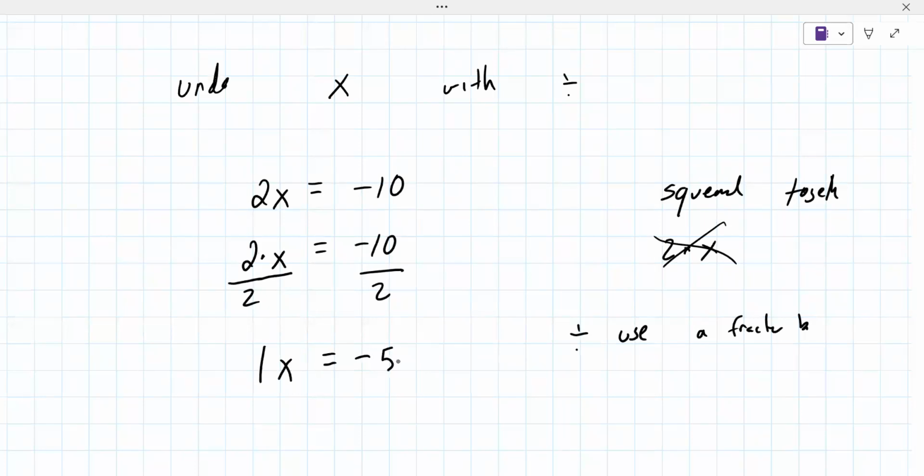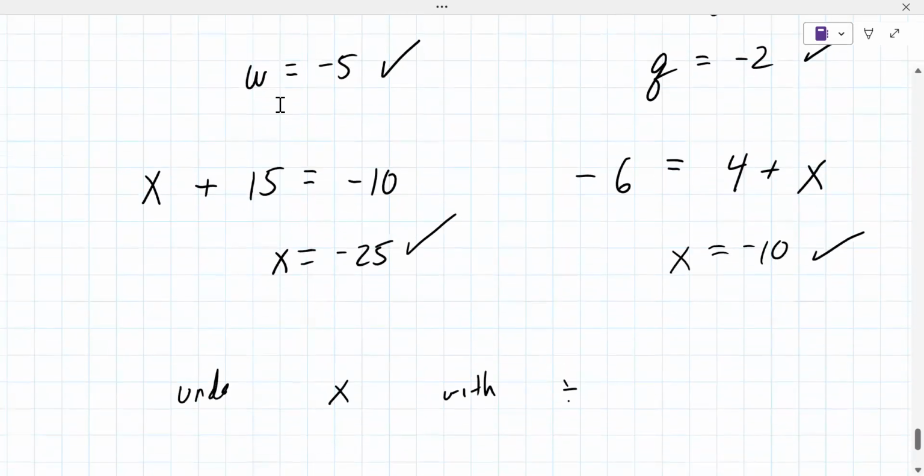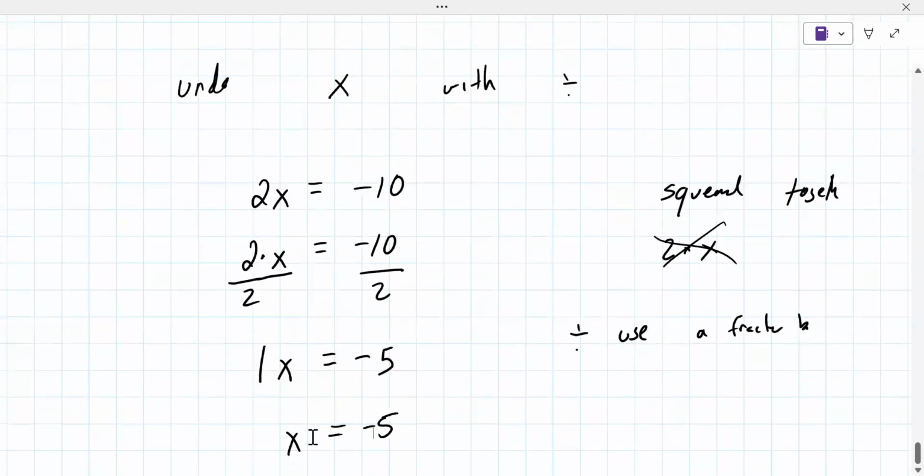-5. Good. Now, your sister's kind of asking about this. It's related. You don't write the 1 in front. So you just write x equals -5. That's your final answer. And we've been doing that, like you said, w equals -5. You didn't say 1w or 1q or 1x. Even though there is a 1, you don't write that.